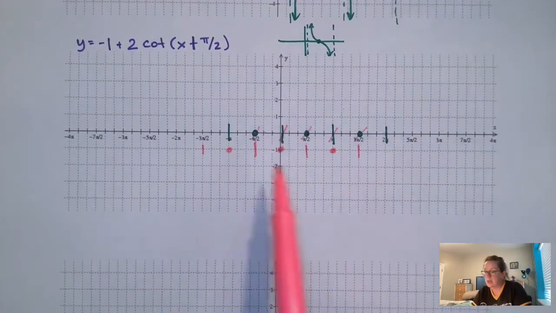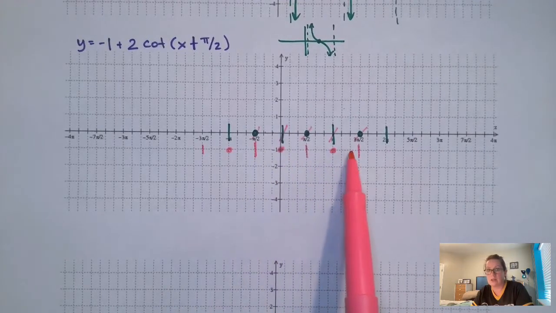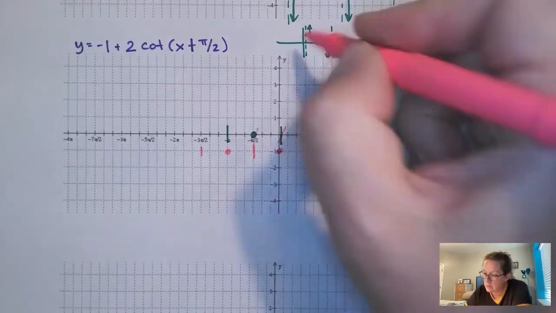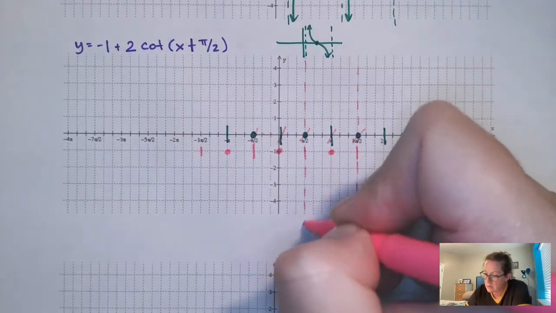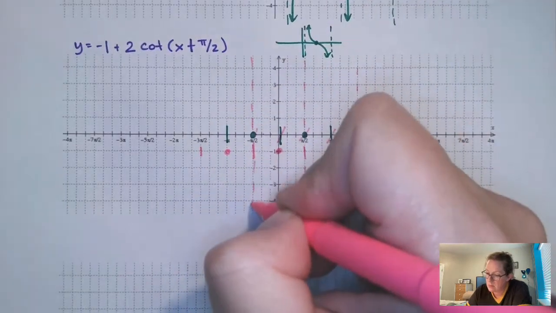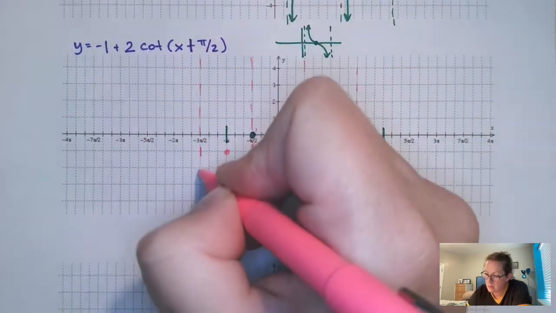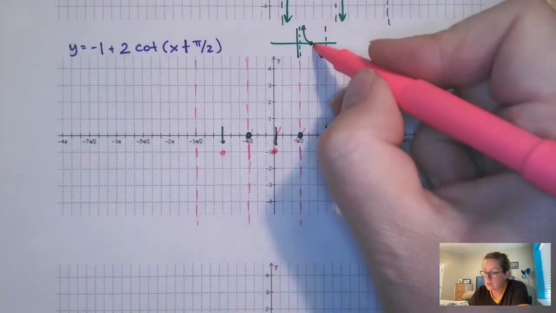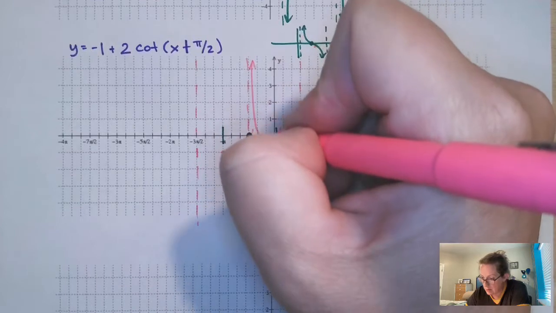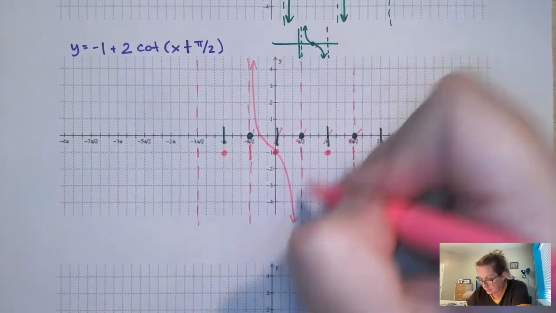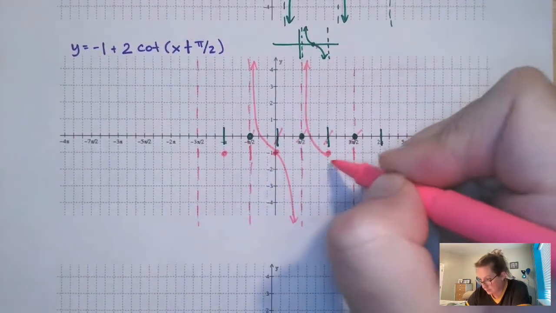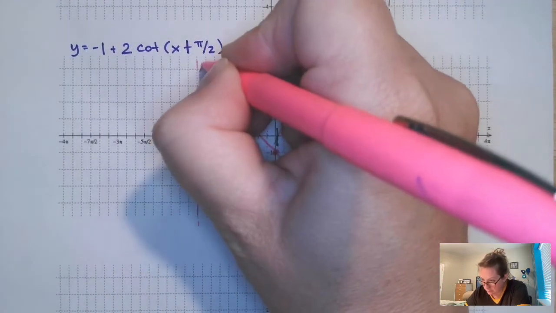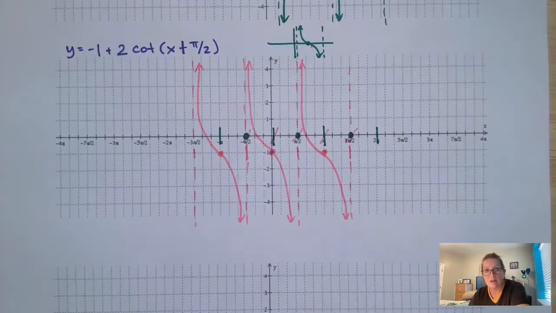So we said something important is happening every 90 degrees. Oh, look at that. Every 90 degrees, it's an asymptote or a 0. Draw your asymptotes. Okay, and then we need to draw our function, which is looking like this guy. And there is our graph.